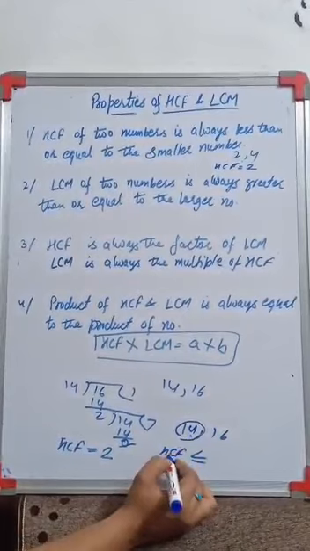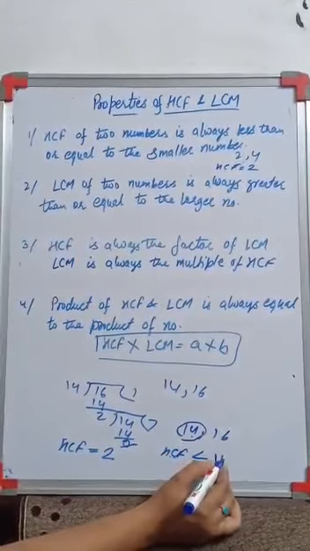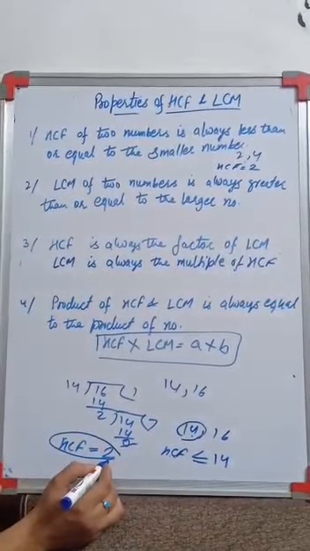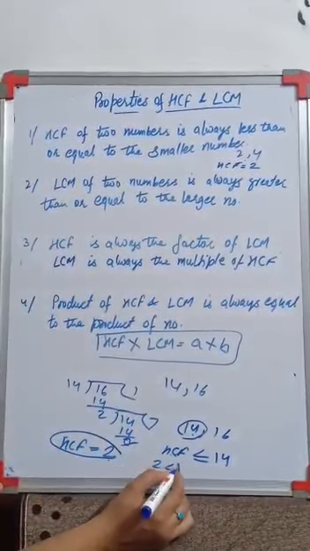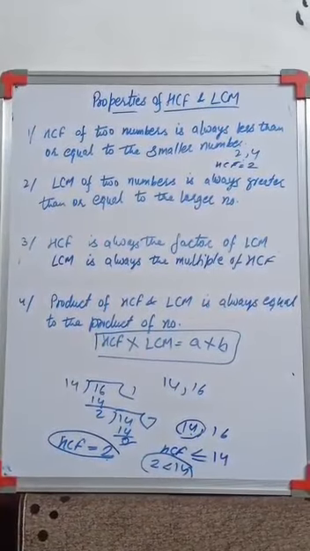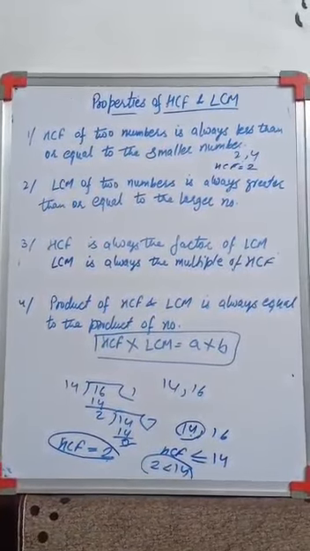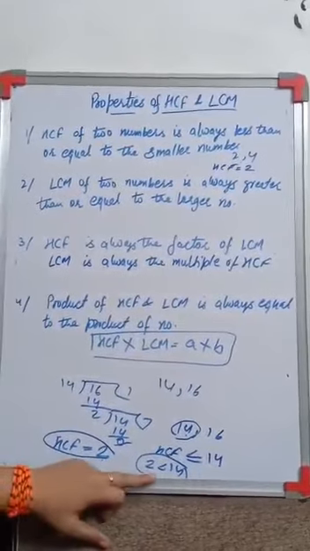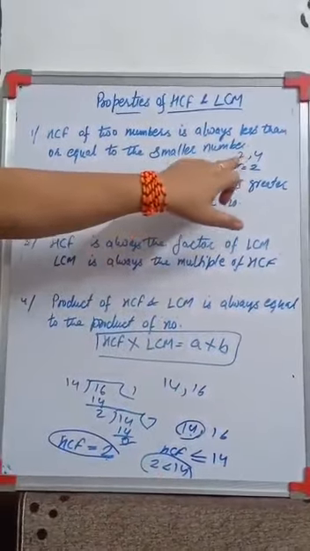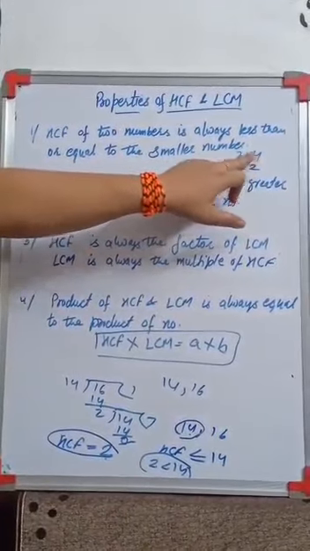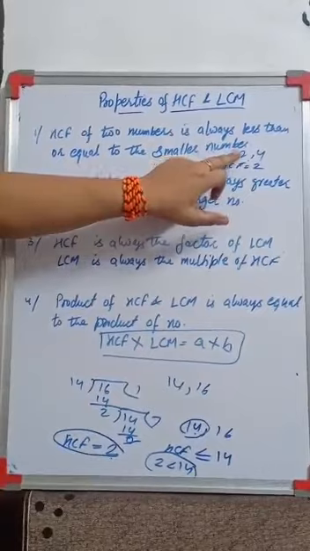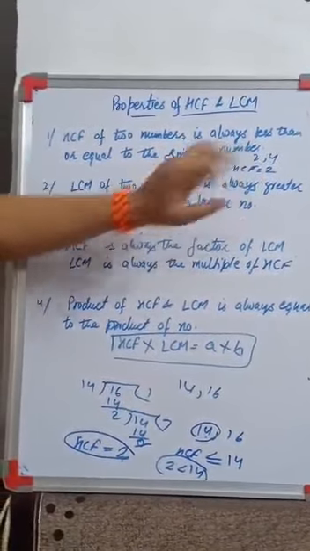That means in this case the HCF will always be less than or equal to 14. The HCF I calculated is 2, and 2 is less than 14. So the first property is that the HCF of two numbers is always less than or equal to the smaller number. In this case it is less. But if it is 2 and 4, which one is the smaller number? 2. If I calculate the HCF, 2 is the HCF. That means the HCF is equal to the smaller number.